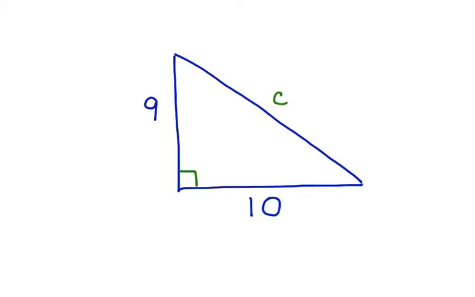To figure out the length of side C, we are going to need to use a formula called the Pythagorean theorem. The Pythagorean theorem states that for any right triangle, a squared plus b squared will be equal to c squared, where a and b are the two shorter sides of the triangle and c represents the hypotenuse. Now let's look at Jessie's triangle once again.